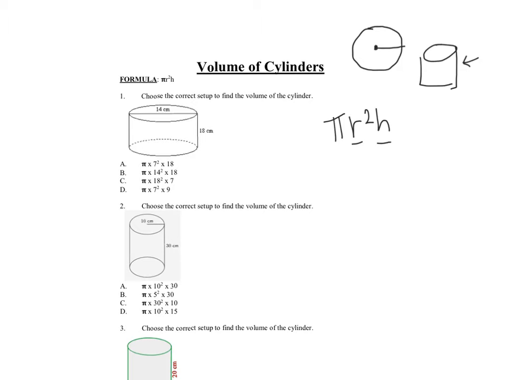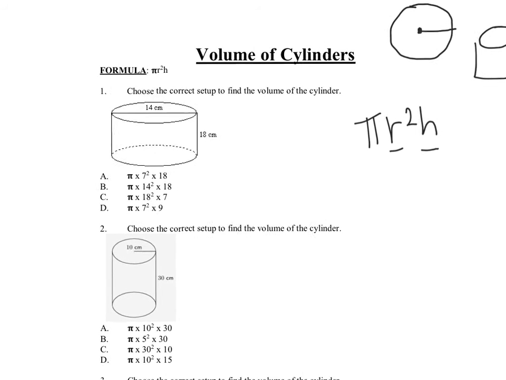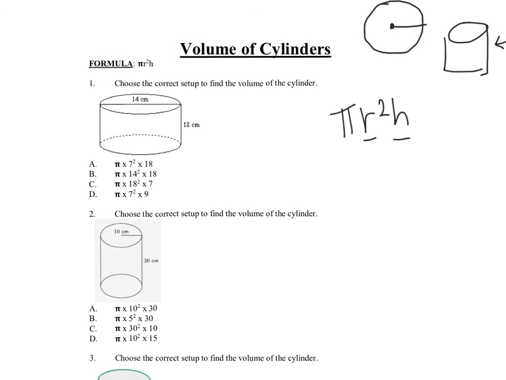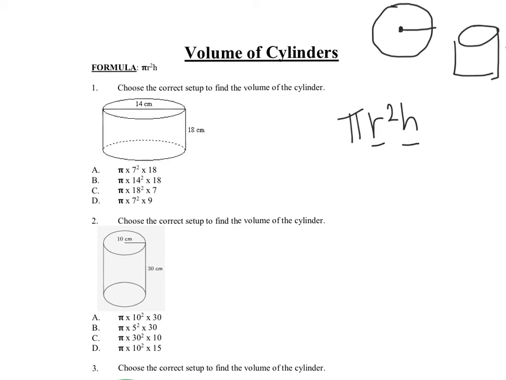So on number 1, all we have to plug in, like I said, is the radius and the height. We've got 14 centimeters, and they drew the line all the way across. Remember, we want only half of that. So if we divide that by 2, we get 7. That means my radius is 7. And my height, I don't have to do anything there. They just gave me the measurement.